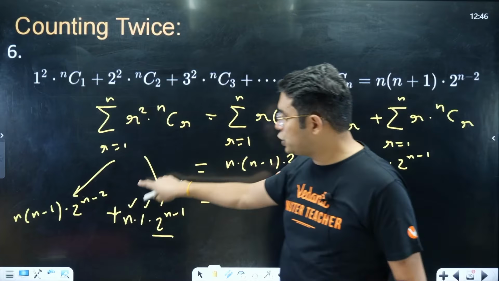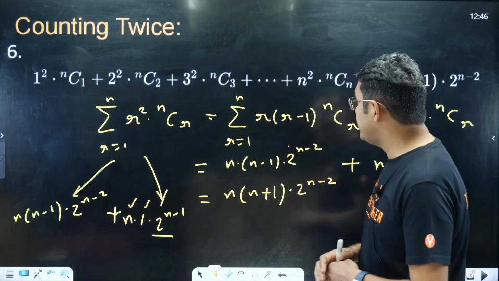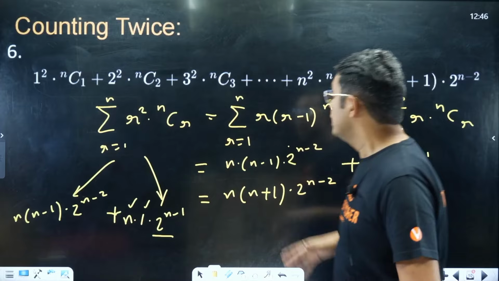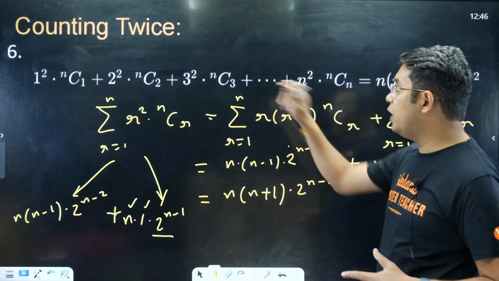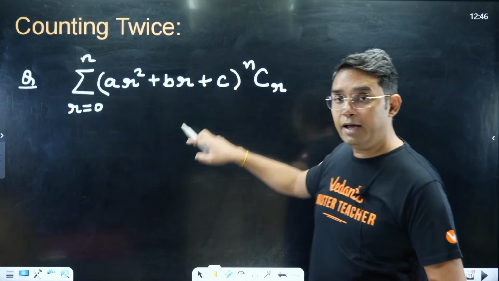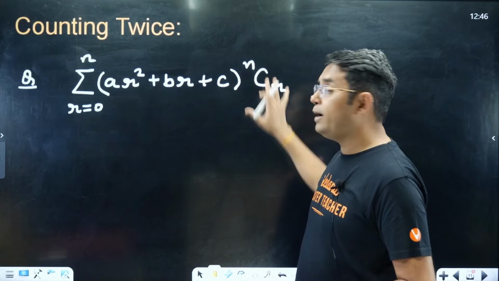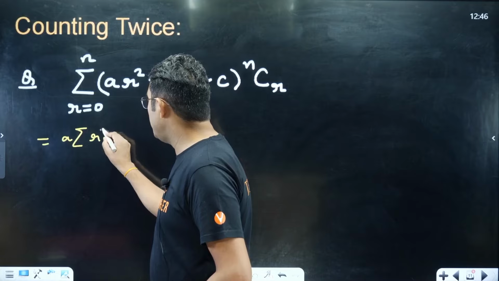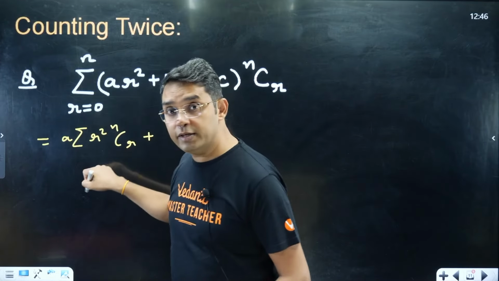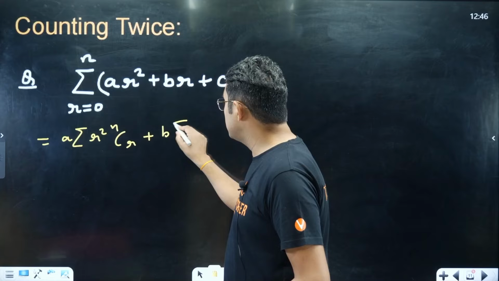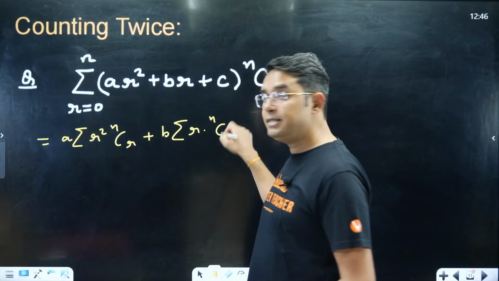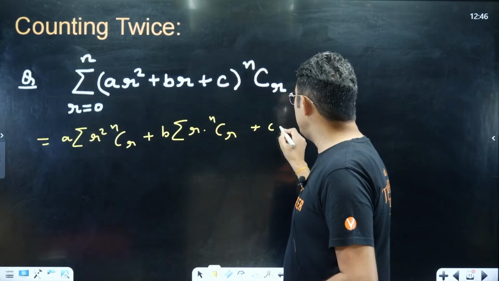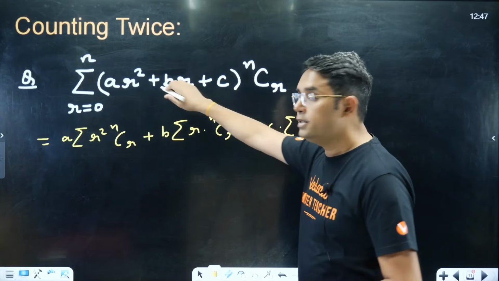Okay, so if it is r square, you can do it either this way or you can split it in 2 parts and then you will get the result. So I hope you understand how this kind of question can be done with that concept of counting twice. Now I have taken a case where a quadratic is multiplied with nCr. Now this can be done by taking a times summation r square into nCr, if you know this result you can use it, plus b into summation r into nCr, I think this comes directly by that method of captain and team of r, plus c into nCr. I think you know how this kind of question can be done.